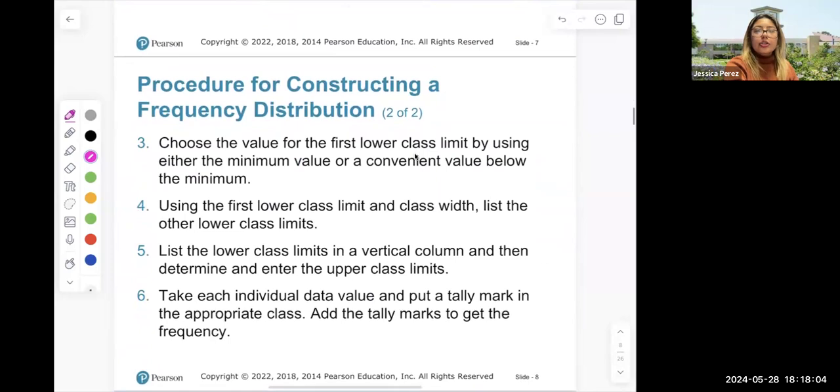So then we're going to choose a value for the first lower class limit by using either the minimum value or a convenient number. The value that we pick might not be in the data, but it's a convenient number to start off our data. Does that make sense? We'll see an example and then everything's going to kind of come into play. We're going to be using the first lower class limit and the class width. And then we're going to list all of the lower class limits in a vertical column.